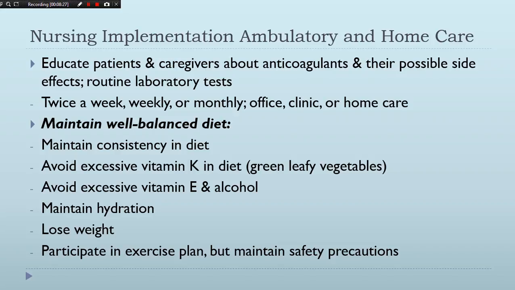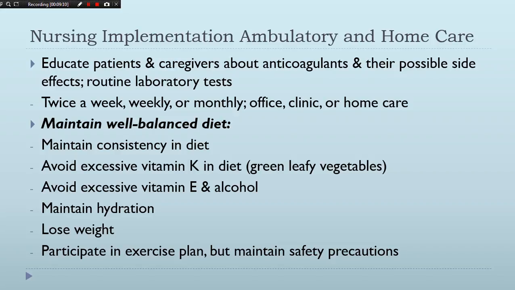So these patients, we want to make sure that they maintain a consistent diet, avoid excessive amounts of vitamin K in the diet, green leafy vegetables. We know that can make it very difficult to get the Coumadin level or the INR where they want it. We want to avoid excessive vitamin E and alcohol. We know that can intensify the effects of Coumadin. Maintain hydration. We know dehydration can increase blood viscosity, making it an increased risk factor for blood clots. We want our patients to encourage them to lose weight. We know obesity can decrease venous return, increase venous pooling in the lower extremities, a prime setting for venous thrombosis.